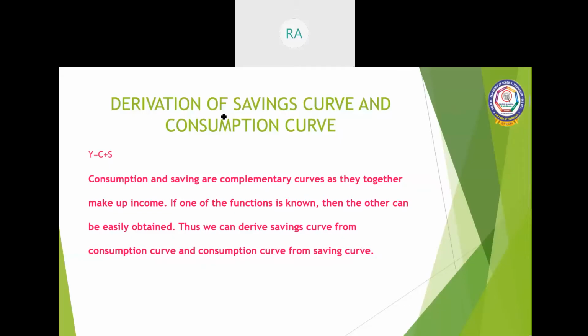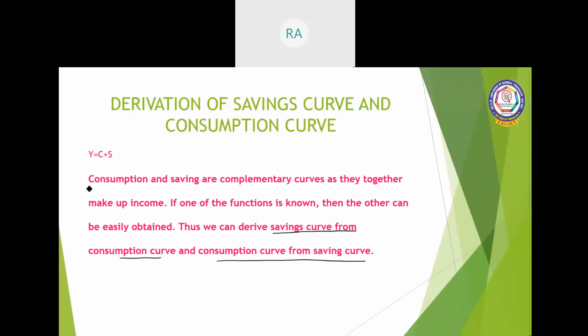Derivation of savings curve and consumption curve. Y, that is income, is equal to consumption plus saving, that is C plus S. Consumption and saving are complementary curves as they together make up income. If one of the functions is known, then the other can be easily obtained. Thus, we can derive savings curve from consumption curve and consumption curve from savings curve. So let us see how, step by step, we derive savings curve from consumption curve and consumption curve from savings curve.